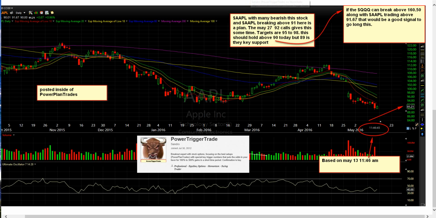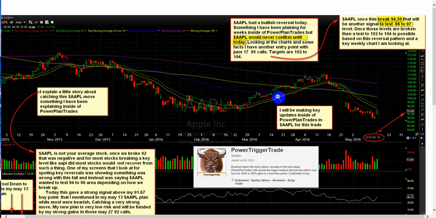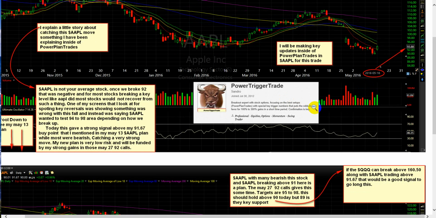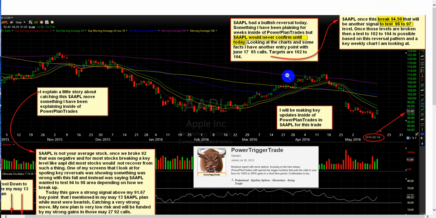Then I made a follow-up trade, people. As you can see here, I made the May 16 follow-up trade, and you can see I talked about the June 17 95 calls. Now these could still be held, but I didn't even hold these. I sold around the 99 area, but these did very well. We rolled into the June 17 100 calls, and I explained that inside of Power Plan Trades. But nonetheless, if one followed this and wanted to hold this to these targets, like I talked, it could happen.